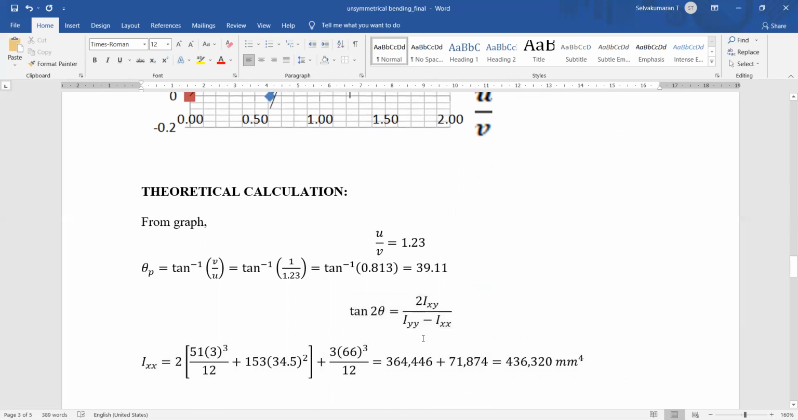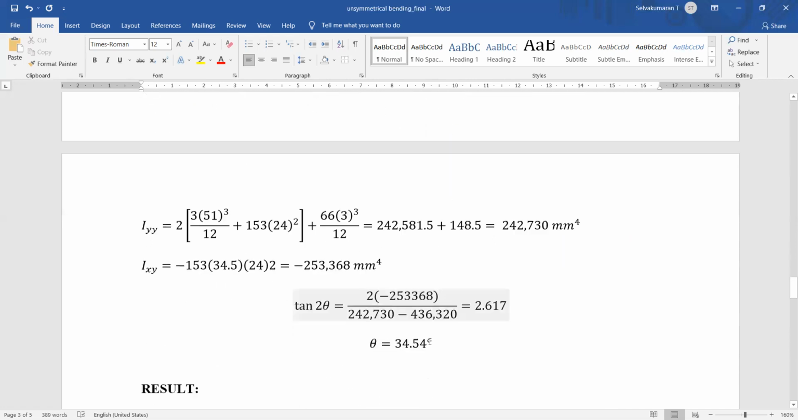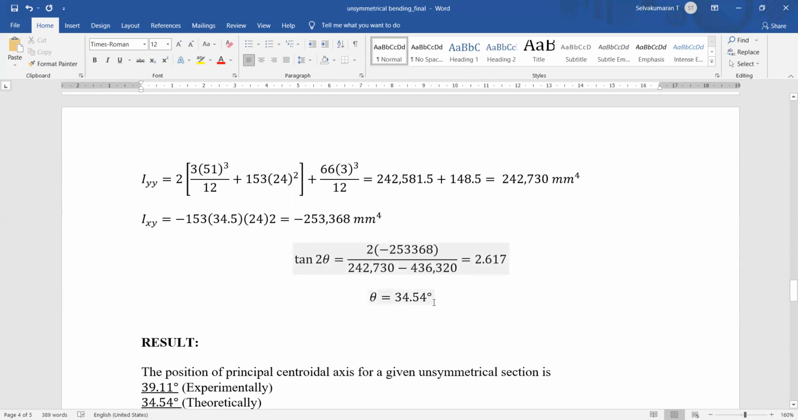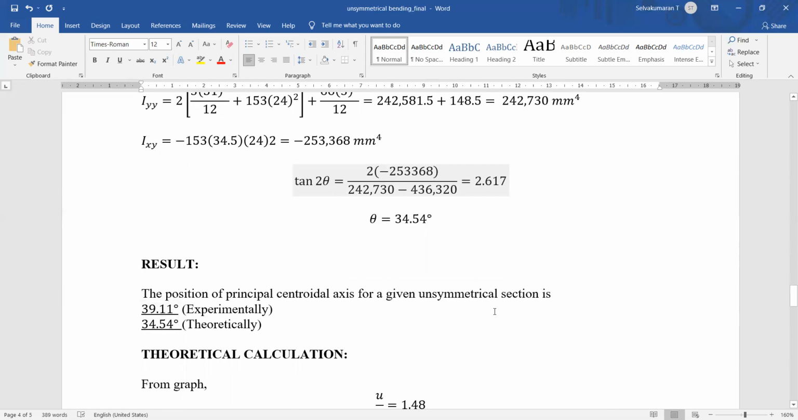And this is a theoretical formula to obtain the position of the principal axis for the given Z section by finding the centroidal area moment of inertia, Ixx, Iyy, and Ixy. So theoretically, we get the value of theta to be 34.54. So this is a theoretical value, and this is the experimental value.